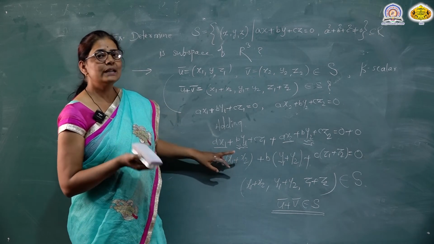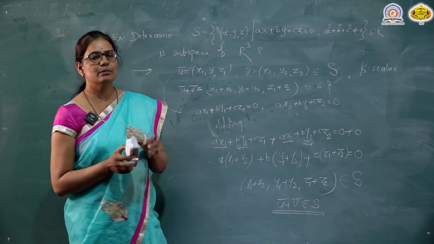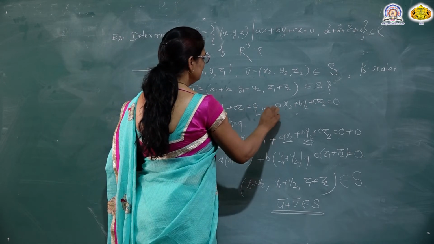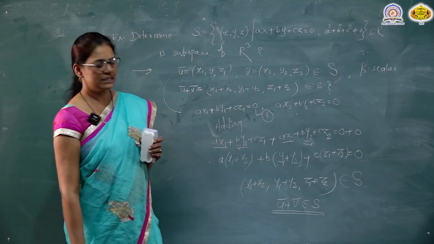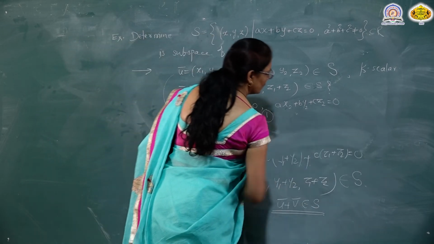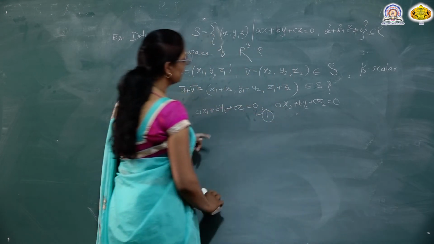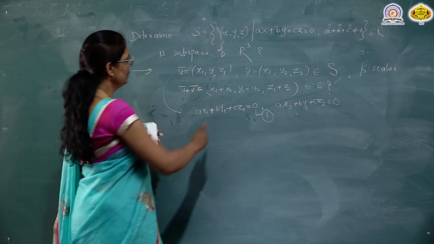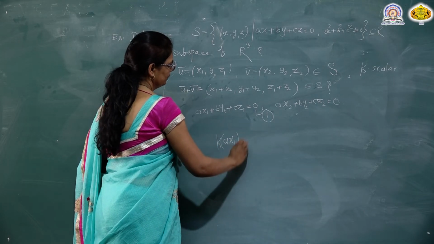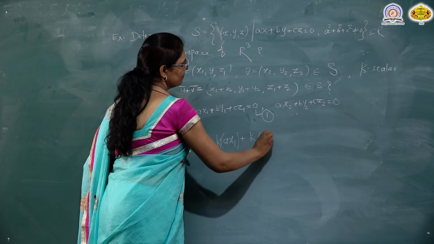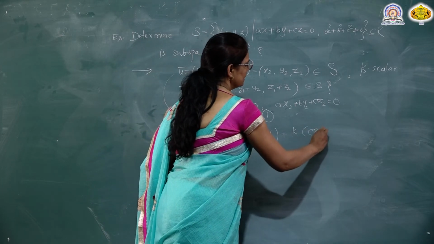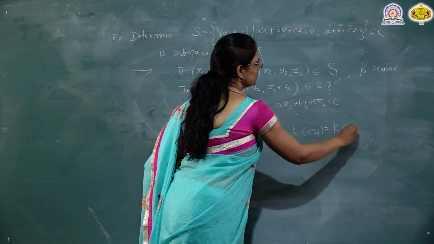Okay. So now we check the second condition, whether scalar multiplication is closed or not. For that, I denote this equation by 1. And now we multiply this equation by a scalar k. So this equation becomes k times ax1 plus k times by1 plus k times cz1 is equal to k times 0.